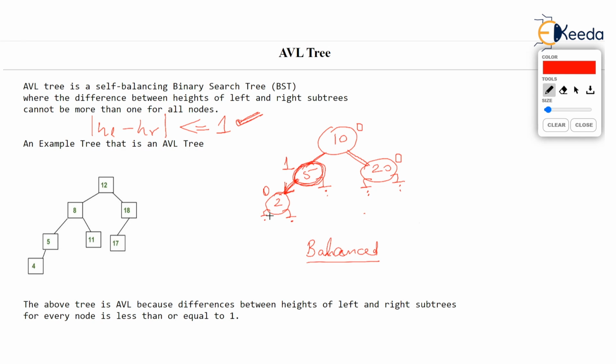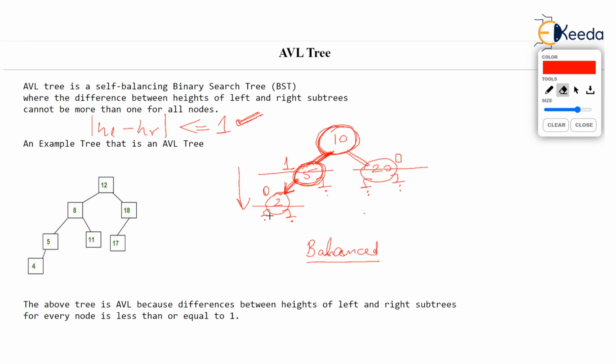And now when you finally come to the root node, which is storing 10, check its left height. The left height of 10 is 2, because there are two levels deep on the left of 10, and the right height of 10 is just 1. So the difference between the left height and right height of 10 is 2 minus 1, which is 1.